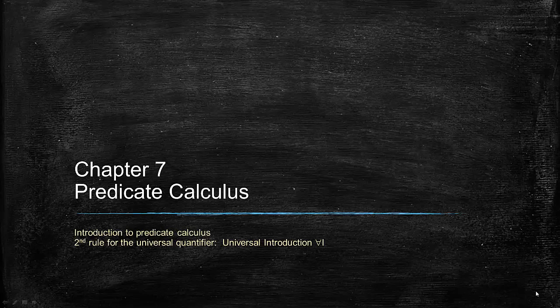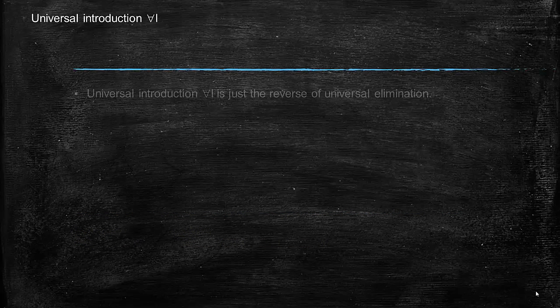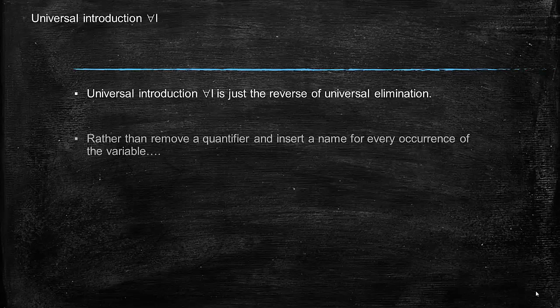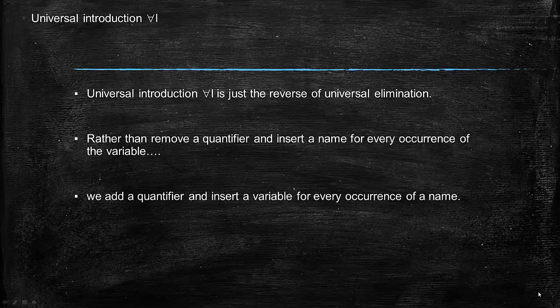Okay, let's go ahead and learn the rule of universal introduction. Universal introduction is just the reverse of the rule we first learned, universal elimination. Rather than remove a quantifier and insert a name for every occurrence of the variable, what we do is add a quantifier and insert a variable for every occurrence of a name.